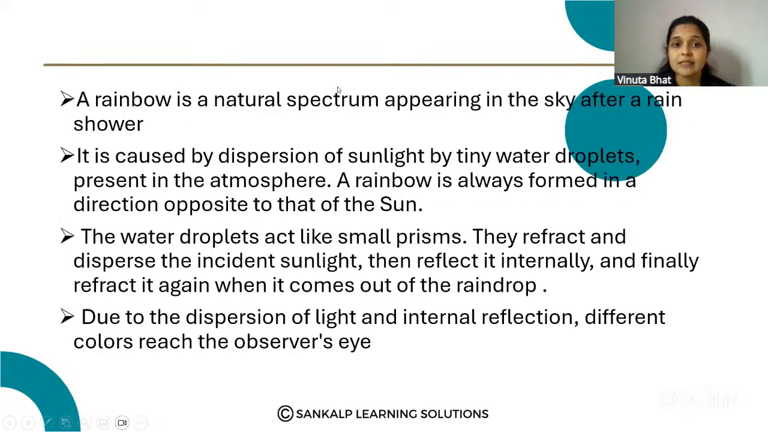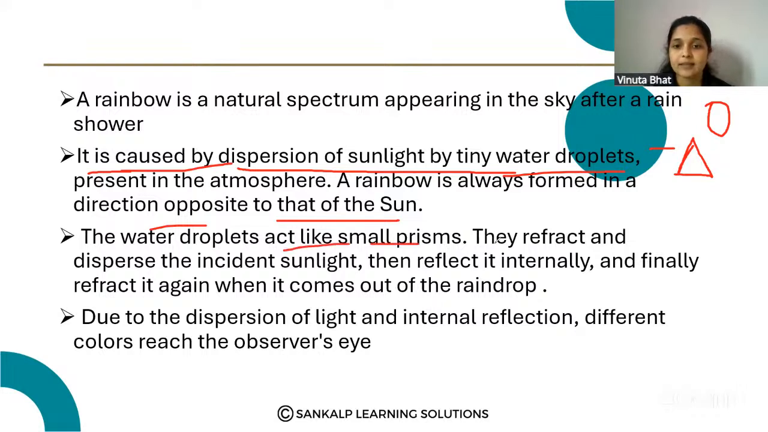A rainbow is a natural spectrum appearing in the sky after a rain shower. It is caused by the dispersion of sunlight by tiny water droplets. So small tiny water droplets, so the dispersion of light. Each tiny water droplet scatters the light. A rainbow is always formed in the direction opposite to that of the sun. So each water droplet acts as a small prism.